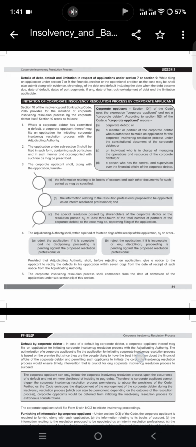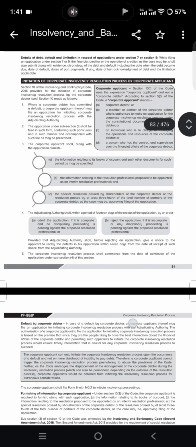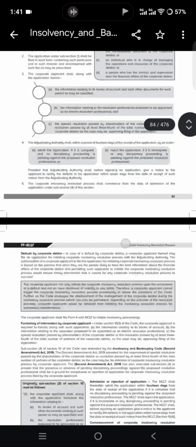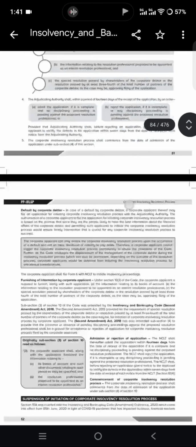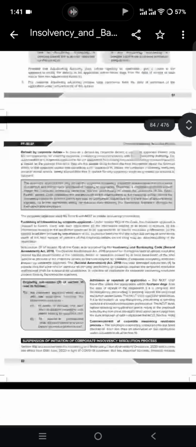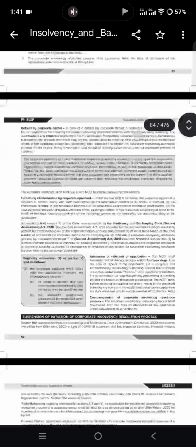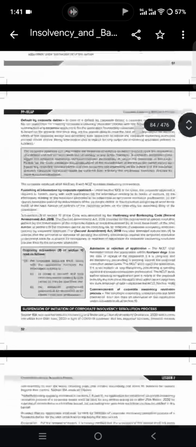Section 10 of the IBC provides for initiation of CIRP by the corporate debtor. Section 10 reads as follows: where a corporate debtor has committed a default, a corporate applicant thereof may file an application for initiating the CIRP with the AA. The application shall be filed in such form, containing such particulars, in such manner and accompanied by such fee. The corporate applicant shall along with the application furnish the information relating to books of accounts and other such documents for such period, and the information relating to the RP proposed to be appointed as an IRP.